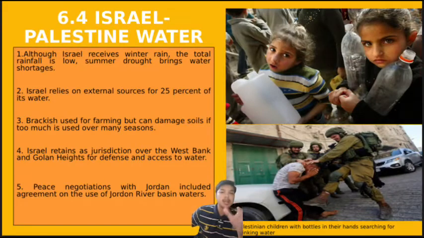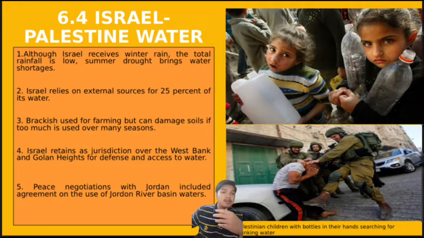Now we go to the Israel-Palestine water crisis. Even though Israel receives rainfall, the total rainfall is low, and the summer brings water shortage for the country. And the country depends on external sources for 20% of its water. The backlash is used for farming but can damage soils if used too much over many seasons. And the government retains authority near the West Bank and Golan Heights for their defense and water access.